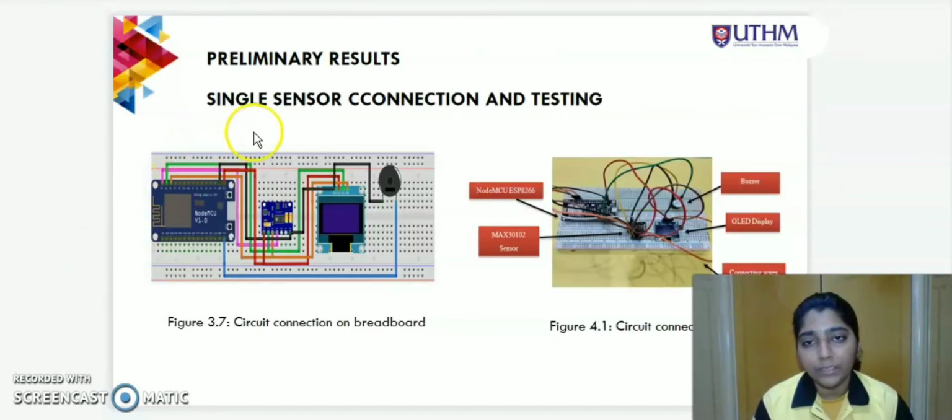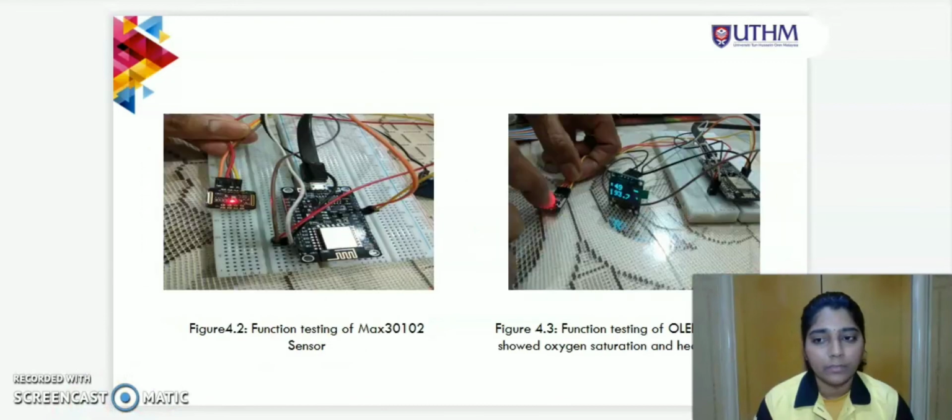Okay, next is the preliminary result. So this is the single sensor connection and testing. This is the circuit design that I have made, and this is the circuit connection that I have made using the components, which are a NodeMCU, the MAX sensor, OLED display, a buzzer, and the connecting wires on the breadboard. This will be my function testing of the components.